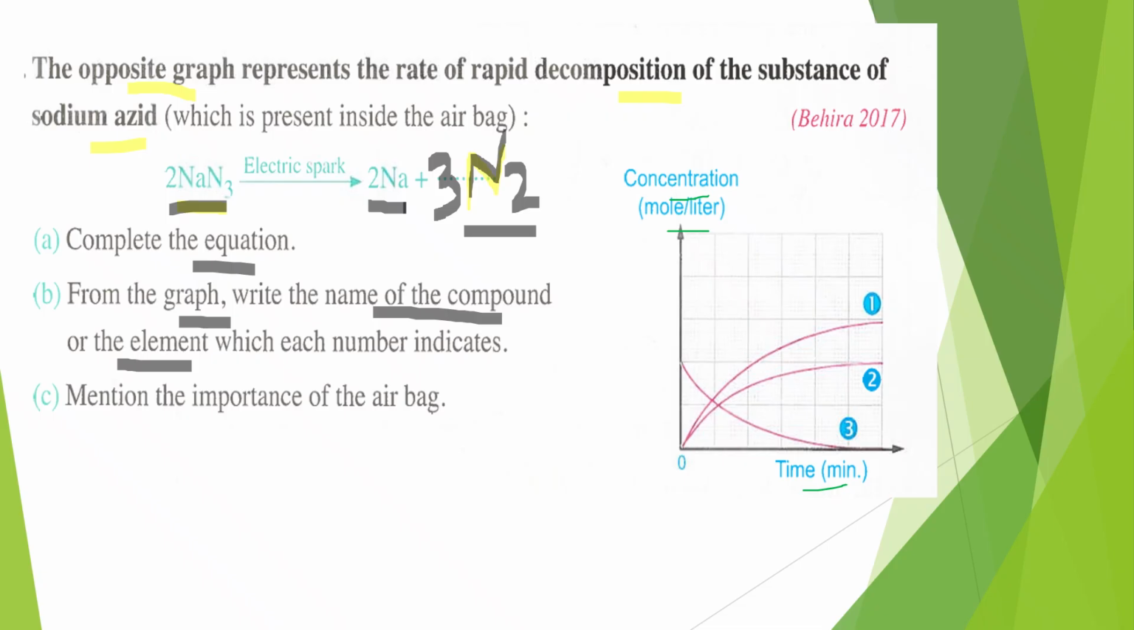We will write the name of each compound, and each element. As we know, this is called sodium azide. And here we have sodium atom, and here we have nitrogen molecule. So, from the graph, write the name of the compound or element that each number indicates.